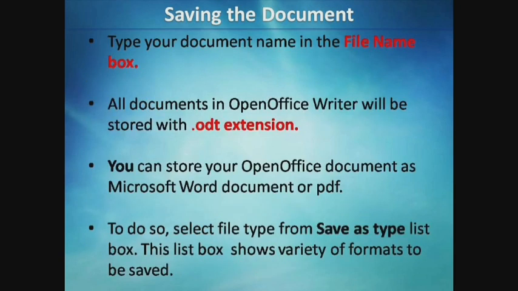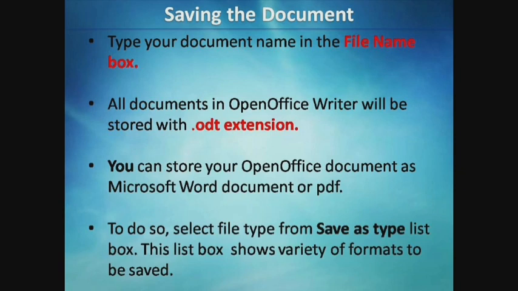Instead of the documents folder, we may also choose another location to save our document. After selecting the location, we have to type the name of our document in the file name box. All documents in OpenOffice Writer will be stored with .ott extension.